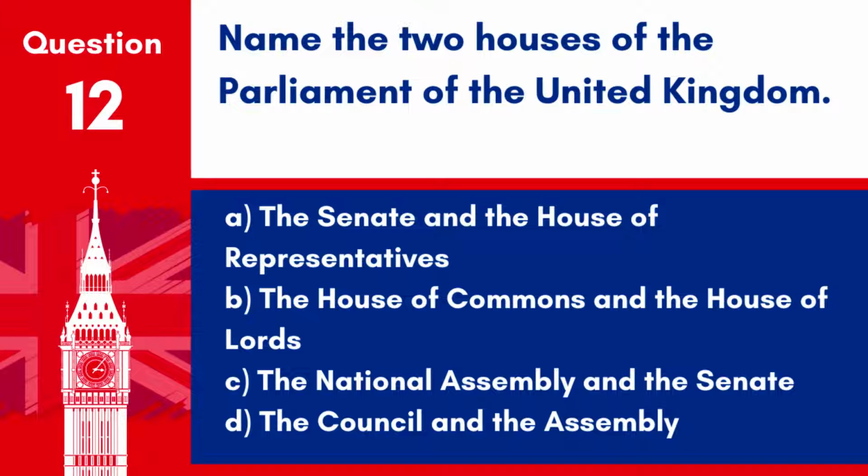Question 12. Name the two houses of the Parliament of the United Kingdom. A. The Senate and the House of Representatives. B. The House of Commons and the House of Lords. C. The National Assembly and the Senate. D. The Council and the Assembly. Answer B. The House of Commons and the House of Lords. The two houses of the UK Parliament are the House of Commons and the House of Lords.